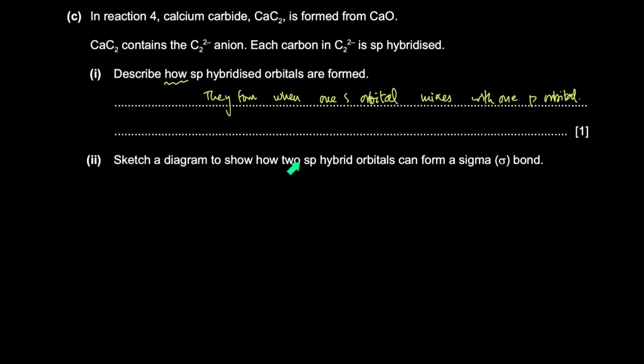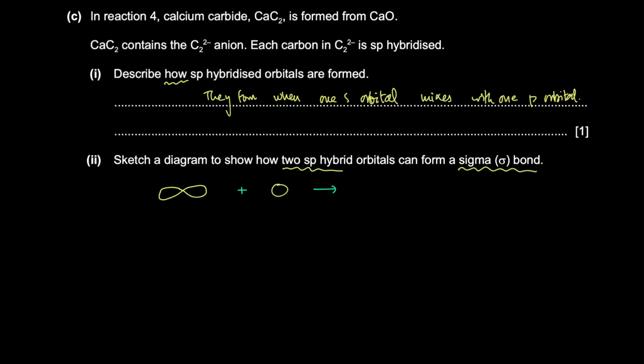Sketch a diagram to show how two sp hybrid orbitals can form a sigma bond. Now, this is actually a question that has never shown up before in the past papers, okay? Normally they don't expect you to be able to draw hybrid orbitals, but we'll draw them, okay? Now, normally speaking, when you draw a p orbital, this is what a p orbital looks like, and this is what an s orbital looks like, okay? Now, when we form sp hybrid orbitals, they're going to look like a mixture of the two, so sort of like this, okay? It's sort of the p orbital, but it becomes more spherical because it's combining with an s orbital, okay? So this is an sp hybrid orbital.